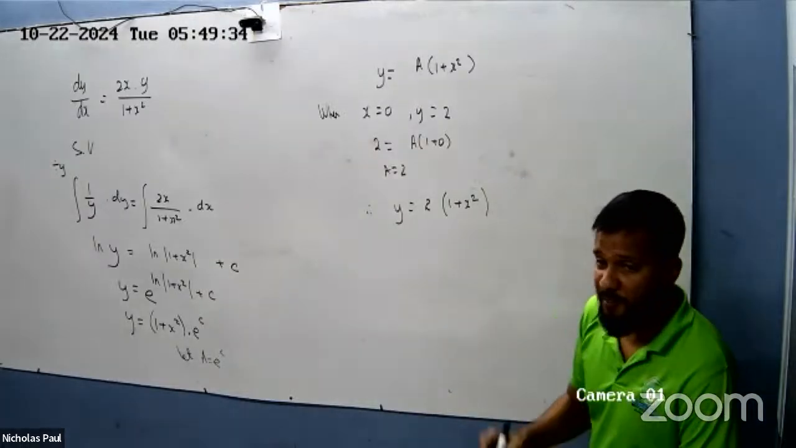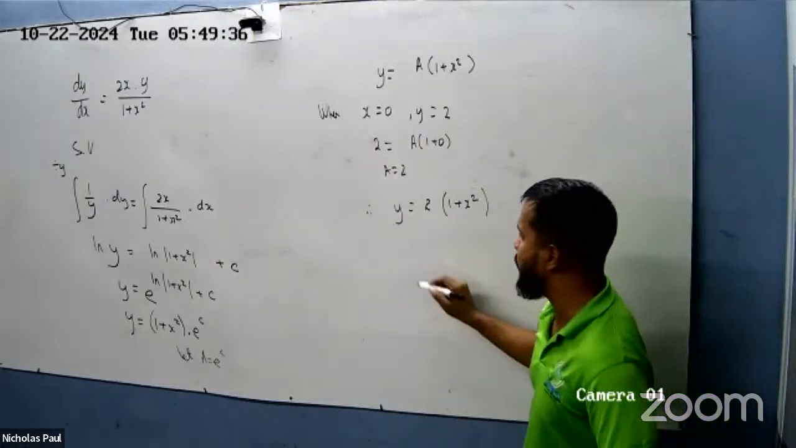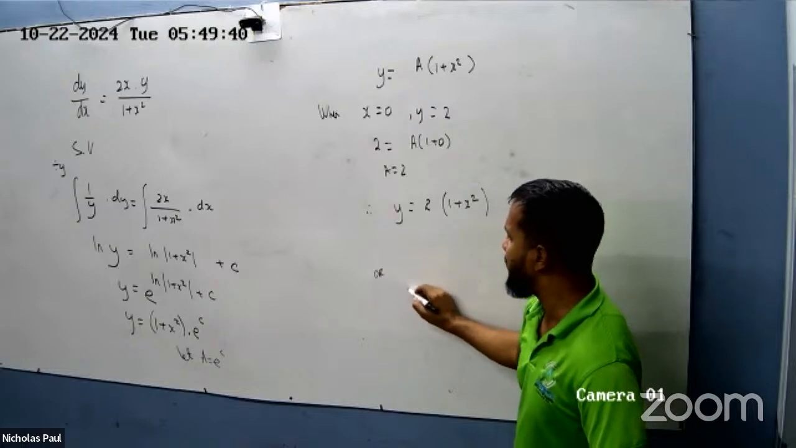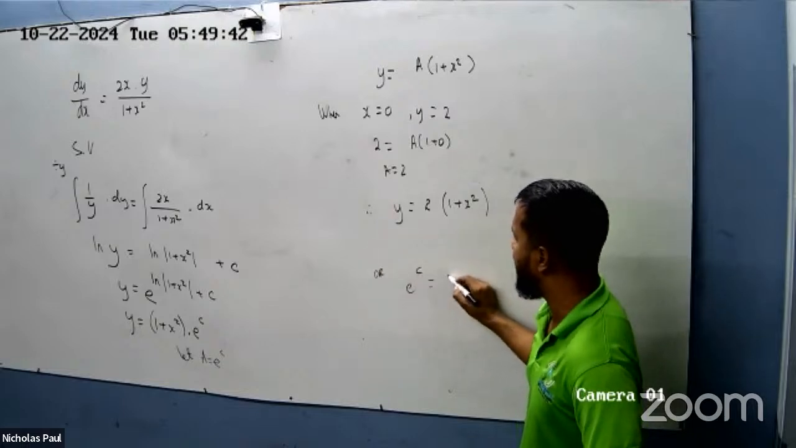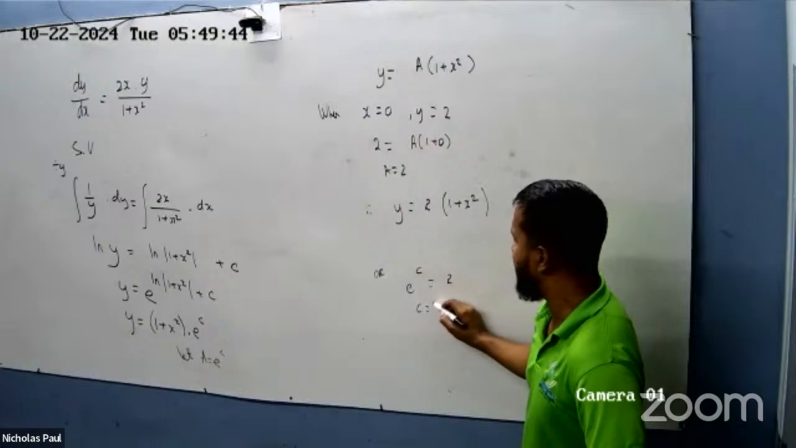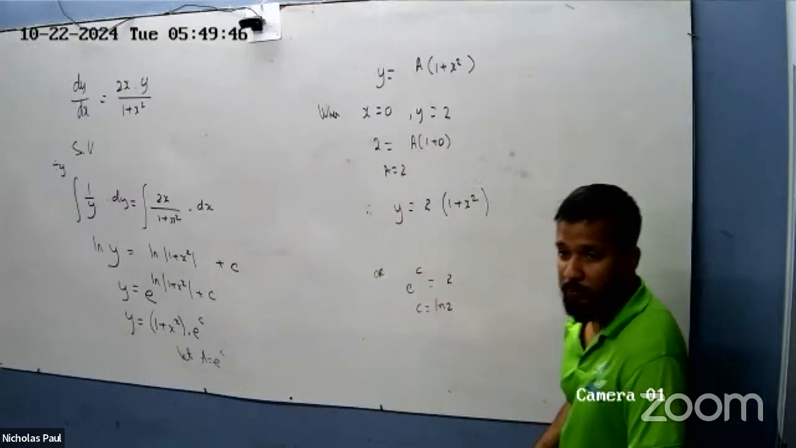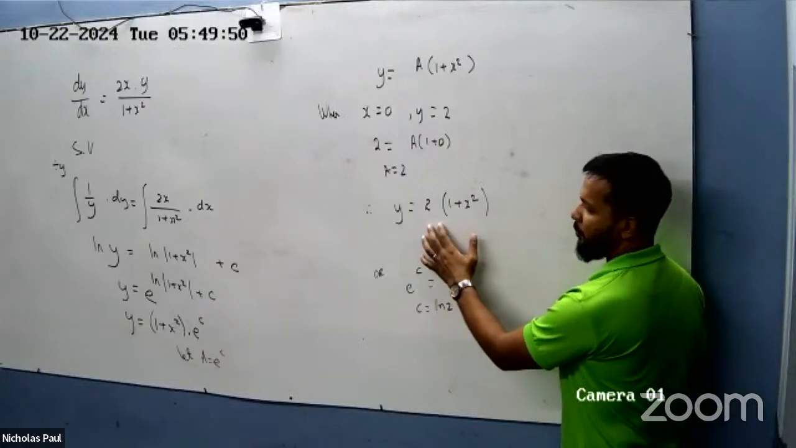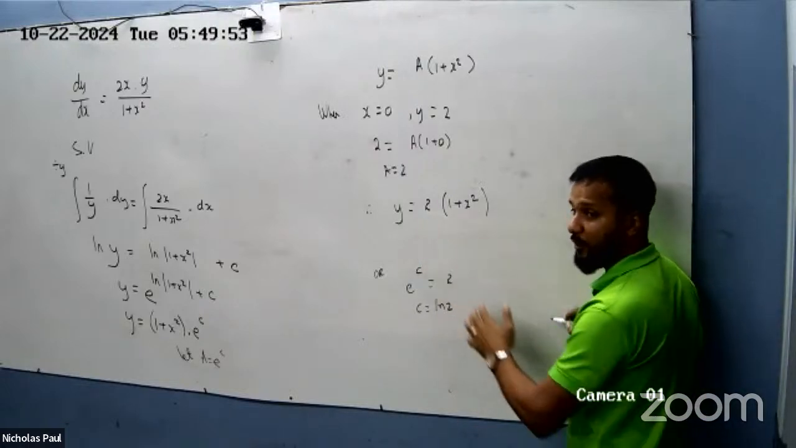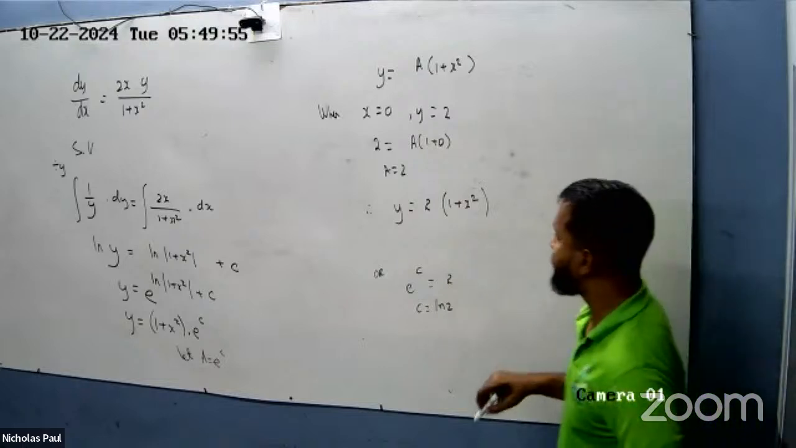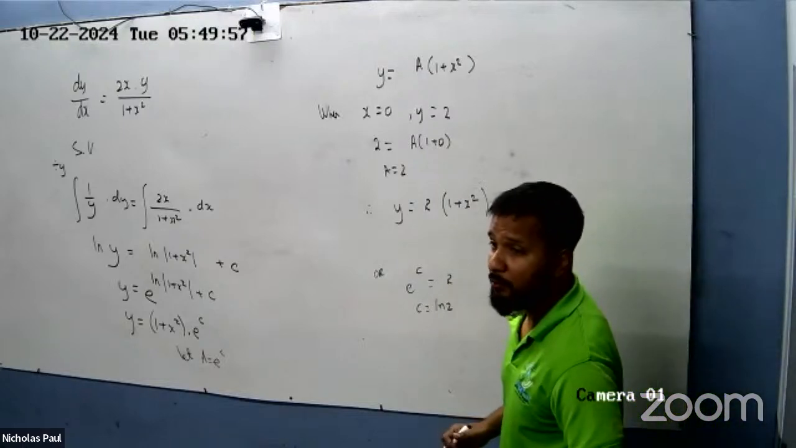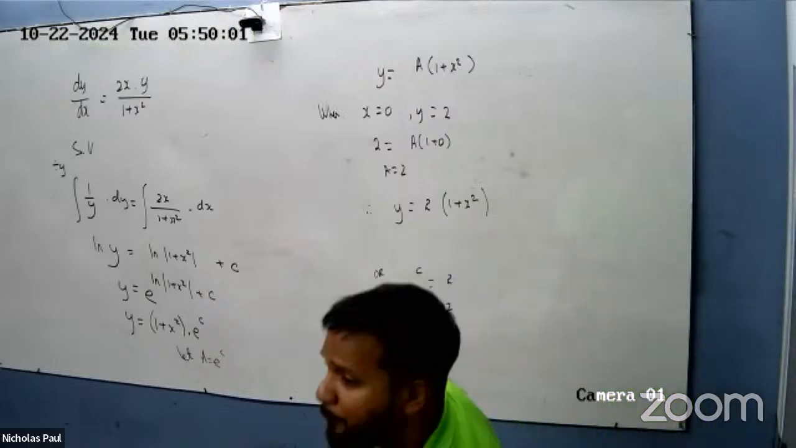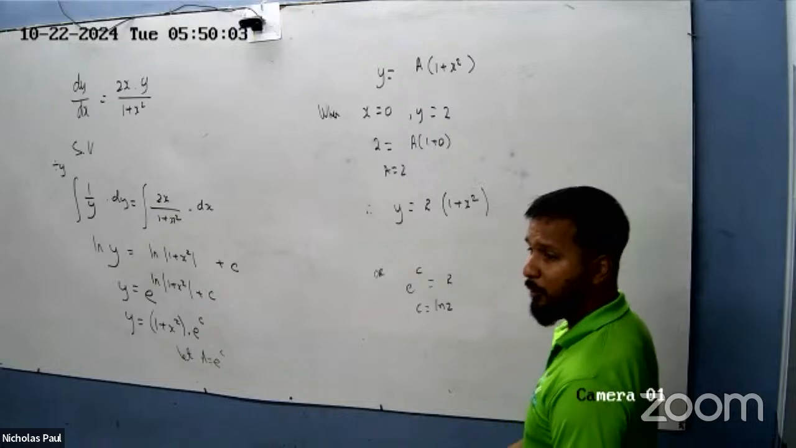If you didn't do it like me, you would have had to solve for c. So you would have gotten e to the c is equal to 2, so c is equal to ln 2. So your answer might have been a little different to mine, and you probably had ln 2 in front here. Both of them are correct. Either one could do it. It's based on how you write it.